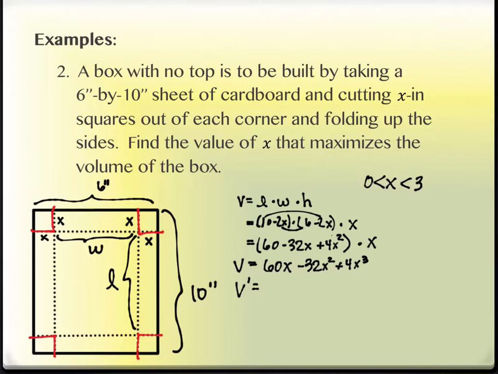What's the derivative of 60x? How about the derivative of 32x squared? Negative 64x. And then 4x cubed. 12x squared. Yeah. Okay, so far so good?